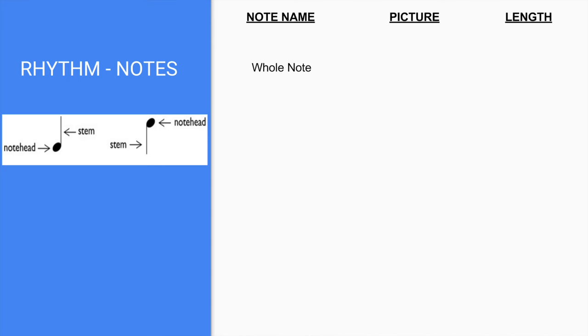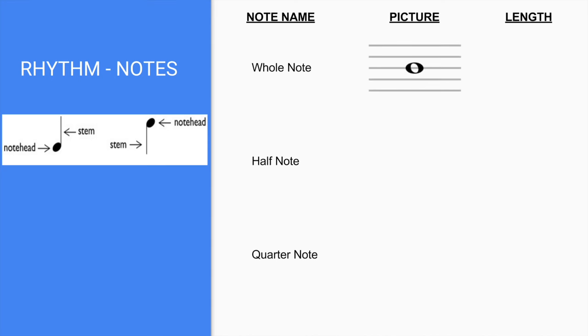First note we're going to talk about is our whole note. Next is half, and finally quarter. An example of a whole note is shown here. It looks like a circle, an O, or a hole. This note gets a total of 4 beats. What that means is if you have a tempo, you would sing for 4 beats. It would sound like this. 1, 2, 3, 4. That's our whole note.